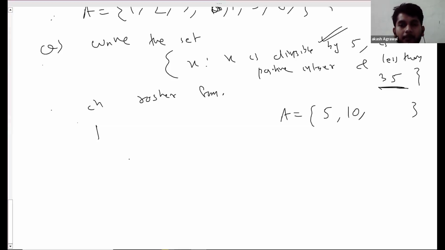10. Then 15, 20, 25. उसके बाद आएगा कोई नंबर? 30. उसके बाद 35. उसके बाद less than 35. So 35 itself is not less than 35, right? So 35 भी नहीं आएगा. Okay, sir. So now I hope this is clear.